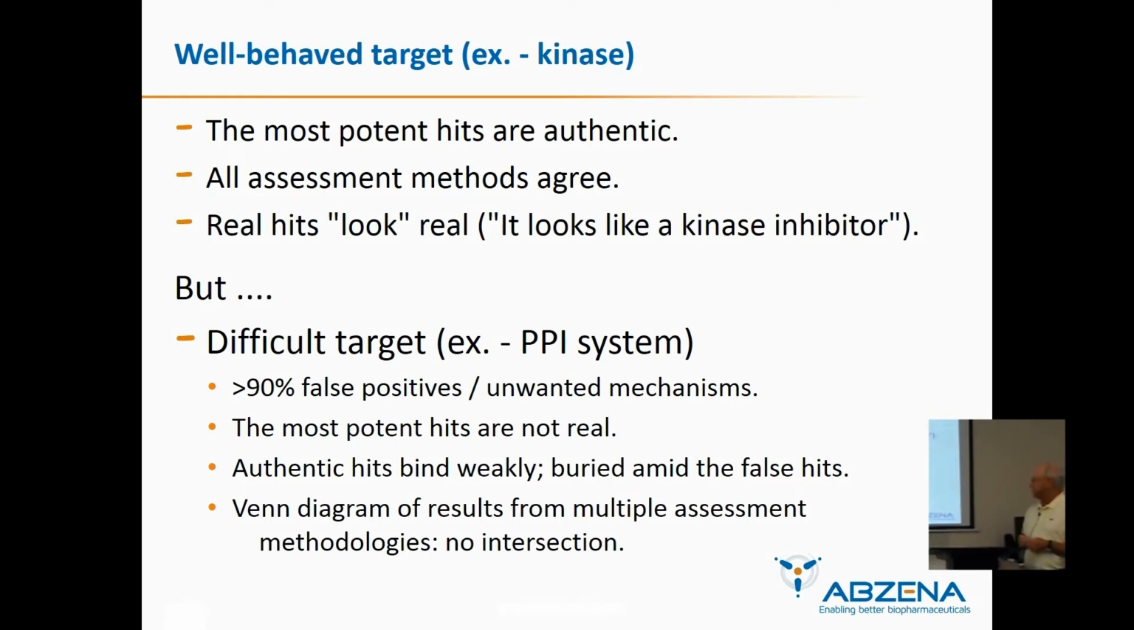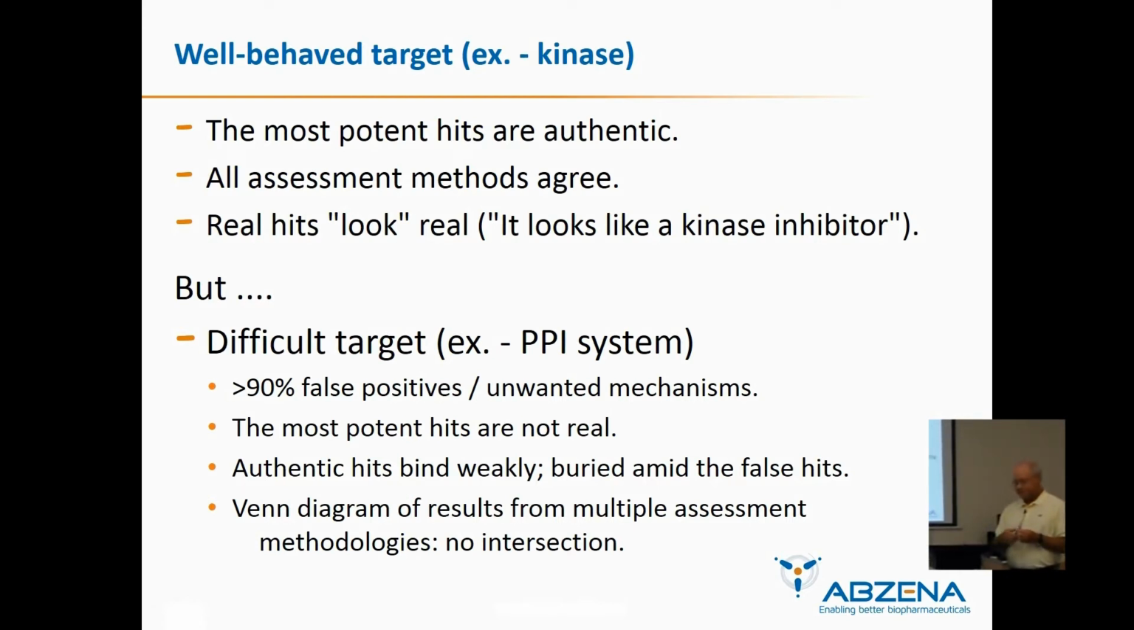So what's really needed is a method for assessing the hits and pulling out the authentic hits and eliminating the false positives. There are a number of methods that we can do that with, but if those methods also suffer from false positives, then you might do several methods, do a Venn diagram of the results, and hope for a nice intersection where all methods agree that these are real. But a lot of times when you do that, you get a Venn diagram with no intersection. So they're all choosing out their own breed of false positive, but there's nothing authentic.